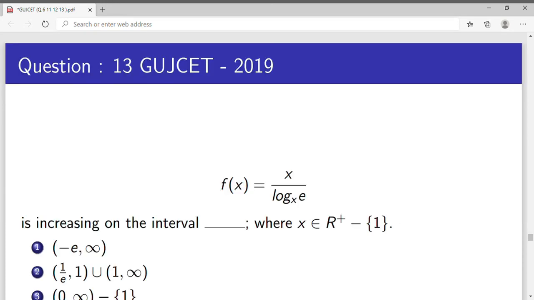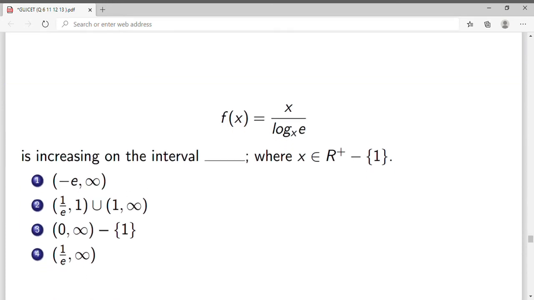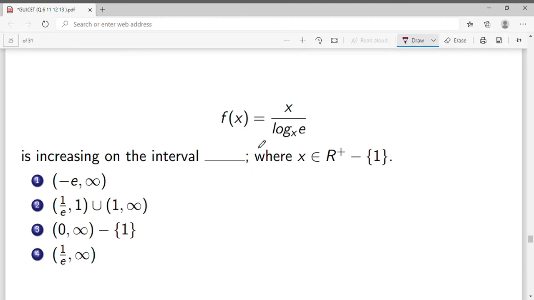Question number 13, Gujcet 2019. f(x) equal to x upon log base e of x is increasing on the interval blank, where x belongs to R minus 1. First option is the open interval minus e to infinity. Second option is the open interval 1 upon e to 1 union the open interval 1 to infinity. Third option is the open interval 0 to infinity minus 1. And fourth option is the open interval 1 upon e to infinity. Here we have to find the interval in which this function is an increasing function.